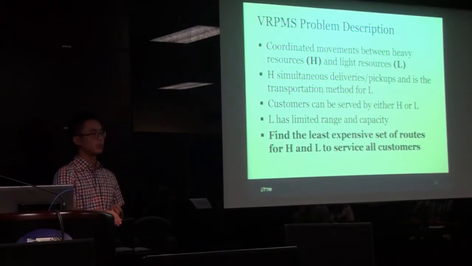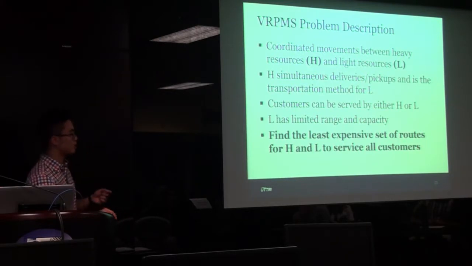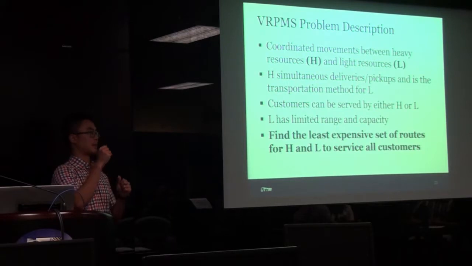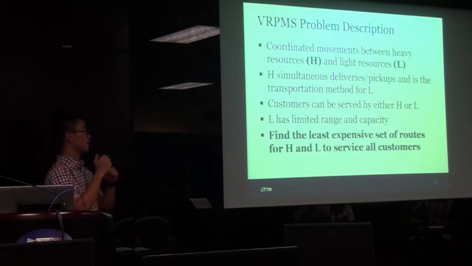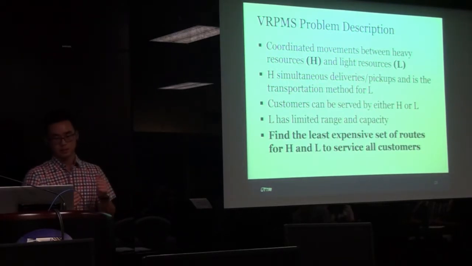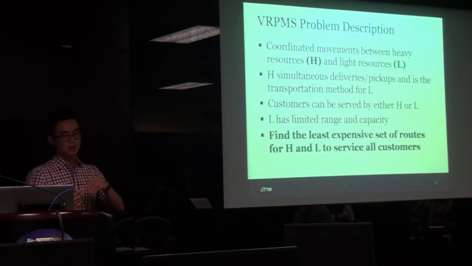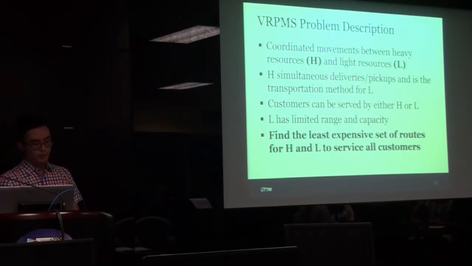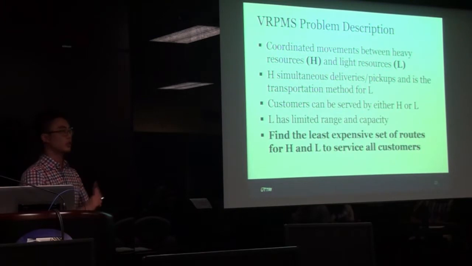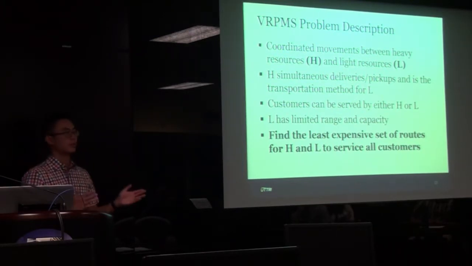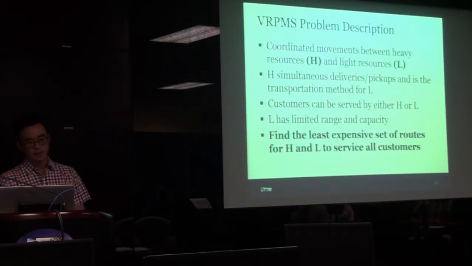So a lot of literature hinges on the fact that the light resource delivers to a location and then comes back, or meets the heavy at the exact next location. It doesn't really allow for the light to make several deliveries or meet with the heavy later on. So customers can be served by H or light. So this is a restriction from the truck and trailer transshipment problem, where customers can sometimes be served by one or the other, or both. Like there's more constraints in that category.